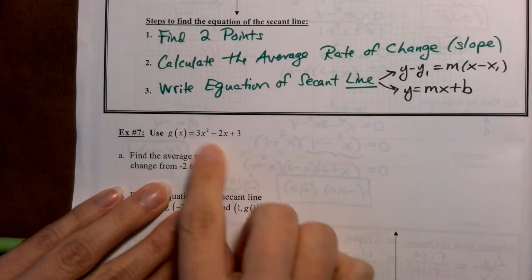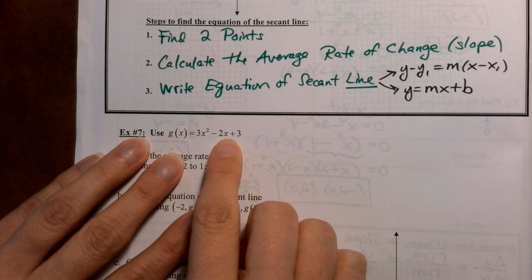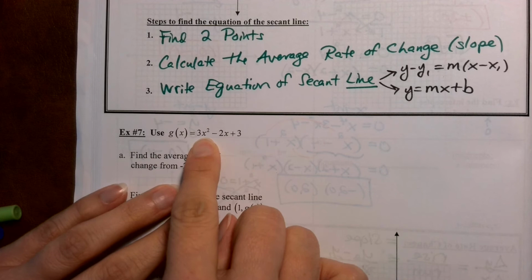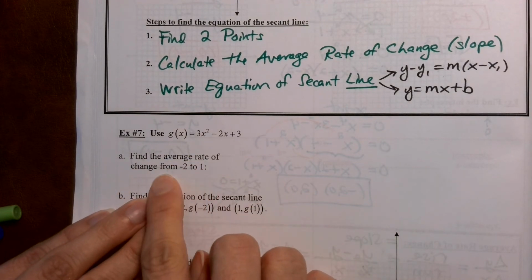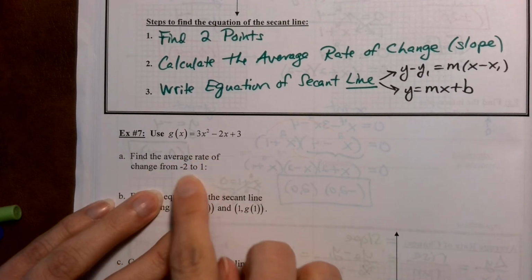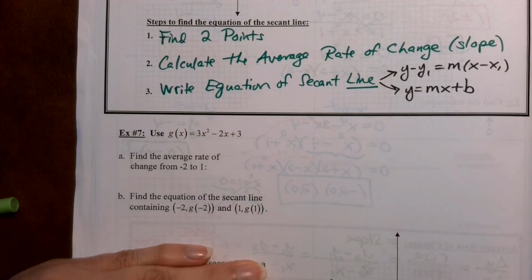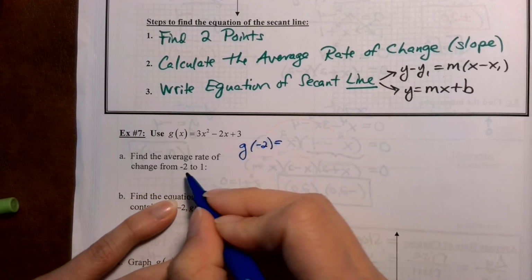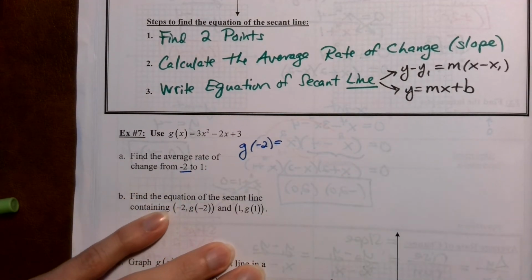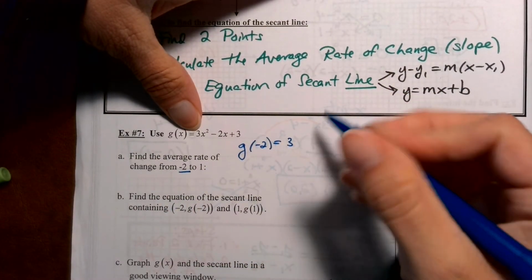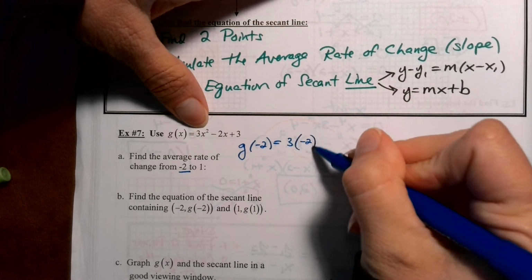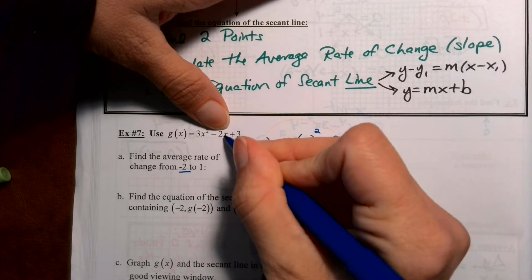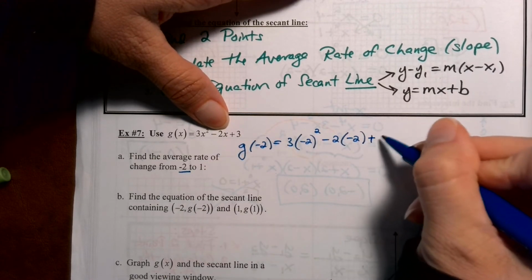Okay, so here's a function called g of x. Here's g of x, okay? G of x is a parabola, right? Find the average change from -2 to 1. Okay, so this is us finding the slope. So first we're going to have to do stuff like g of -2. So let's take our first value and plug it into the function. We've got 3 times -2 squared minus 2, the input value is -2, plus 3.